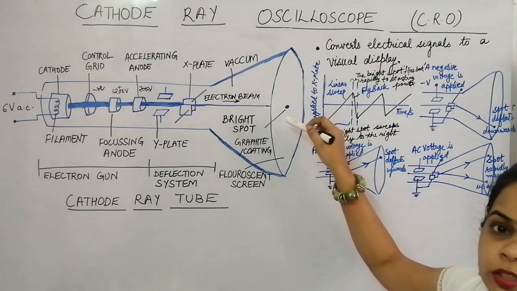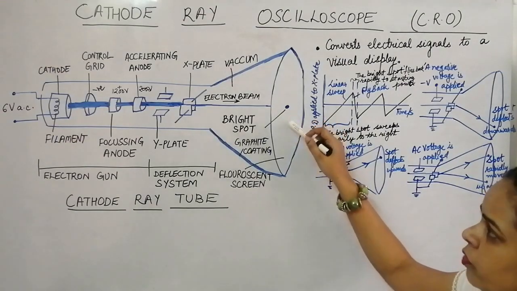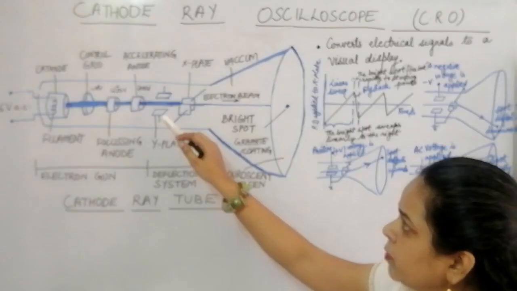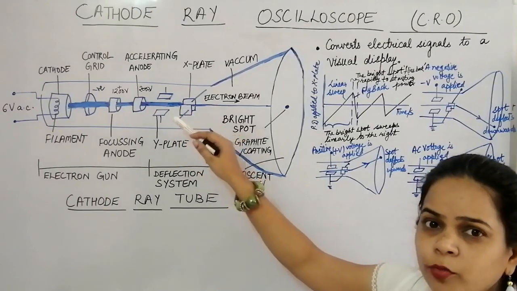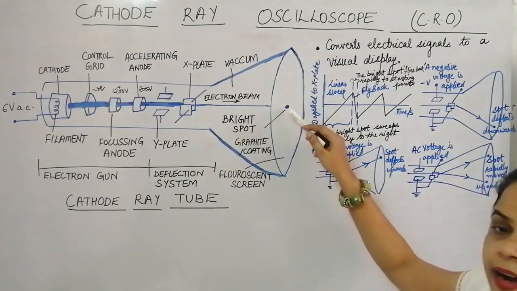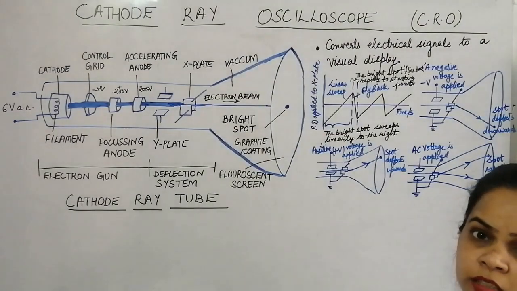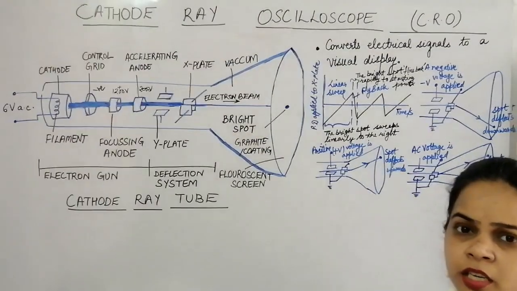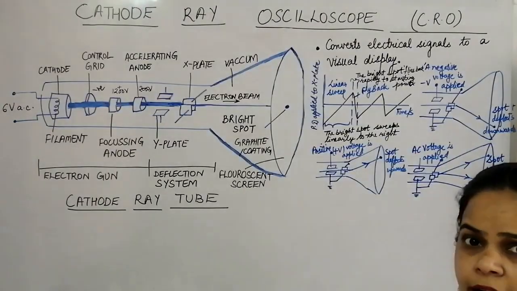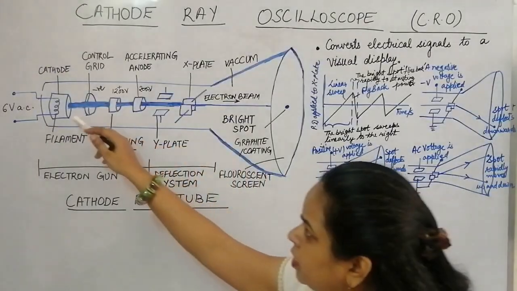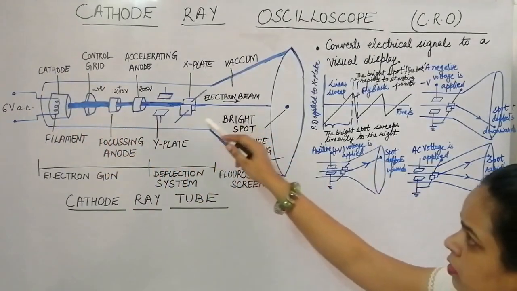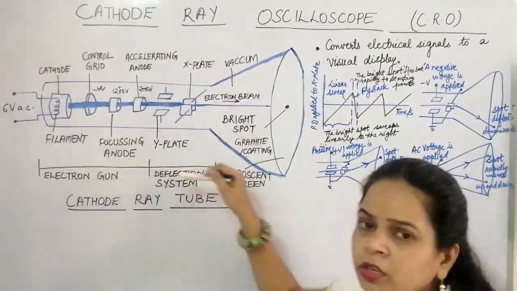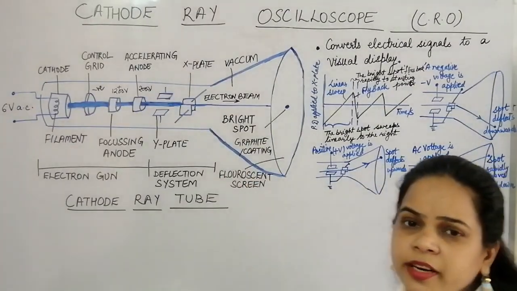So every time you see the spot at the center of the CRO, we always say that we haven't applied any voltage to the X plate or Y plate. So the electron beam strikes exactly at the center of the fluorescent screen. So this was the cathode ray tube construction and working, how the electron beam is created by the cathode, and how the electron gun shoots the electrons to strike the fluorescent screen, using the electron gun, the deflection system and the fluorescent screen.